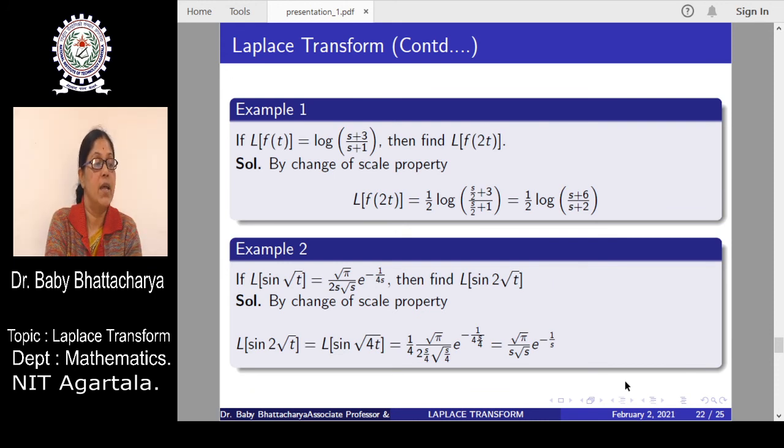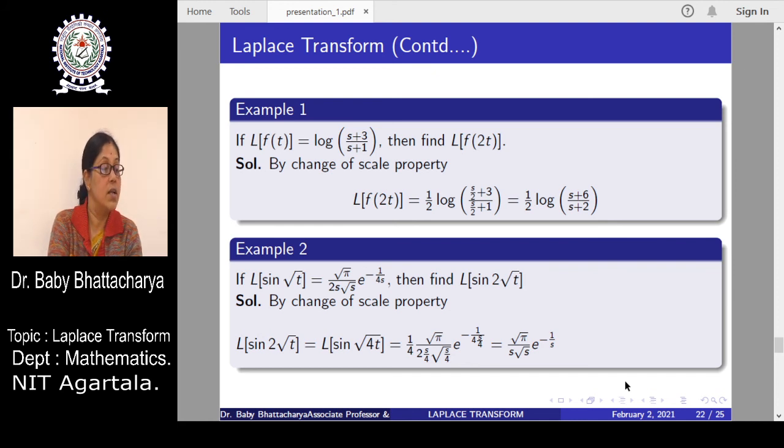To apply these two properties, we illustrate by easy examples. Consider example 1: we are given that the Laplace transformation of f(t) is the logarithmic function log of (s+3)/(s+1), and we have to find the Laplace transformation of the function f(2t). Here a is 2, and by the change of scale property we can find it as 1/2 log of ((s/2)+3)/((s/2)+1), and by simplifying this we get 1/2 log of (s+6)/(s+2). So this comes from the change of scale property.